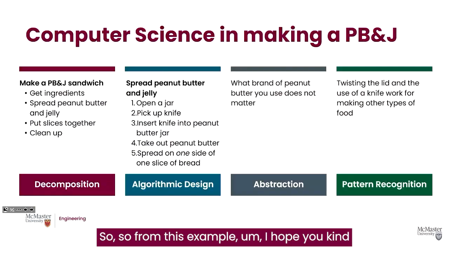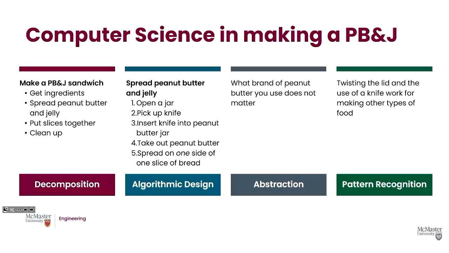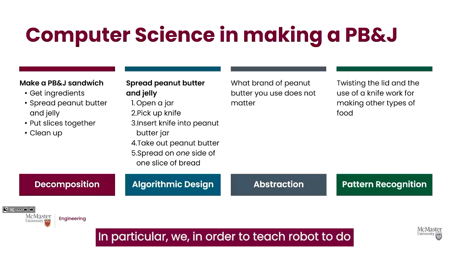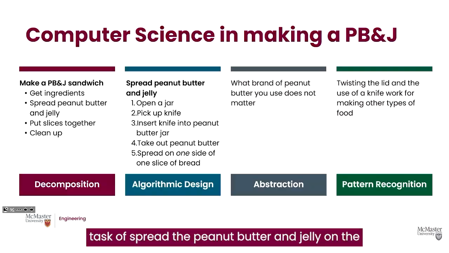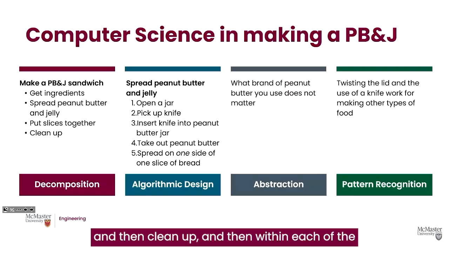So from this example, I hope you get a sense that for a seemingly simple problem like making a peanut butter sandwich, there actually requires some serious computational thinking. In particular, in order to teach a robot to do so, we first need to break down this complex task, starting from sourcing the ingredients, like the gentleman just suggested, then the task of spreading the peanut butter and jelly on the bread, then putting the slices together, and then cleaning up.